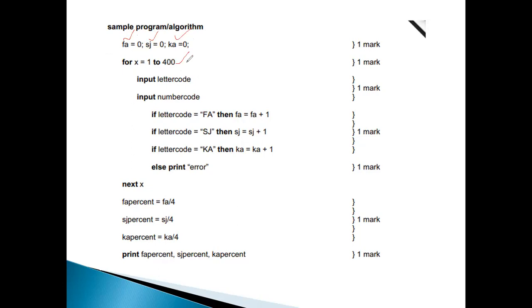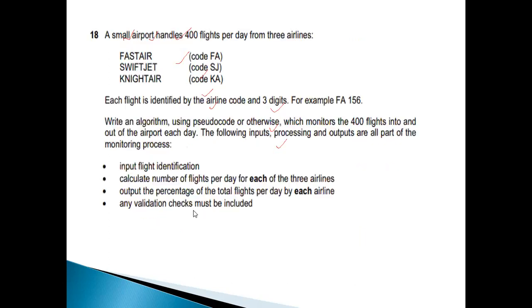Have you written input the input letter code? I put the four. Yeah, I've done input letter code and input number code. Good, good. Then you have written if letter code equal to FA, okay? Then FA equal to FA total. Okay, this one is right. This one is right, and this one is right. This thing you have missed, no? The print error, because it says any validation check must be included.